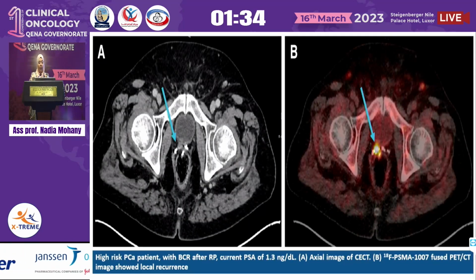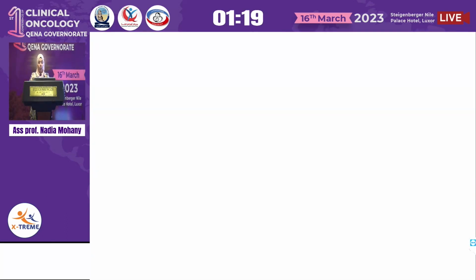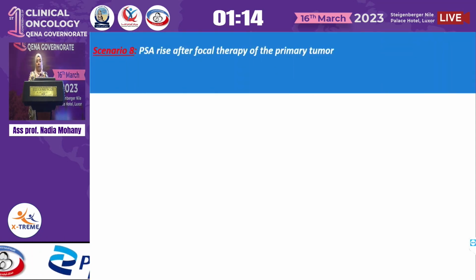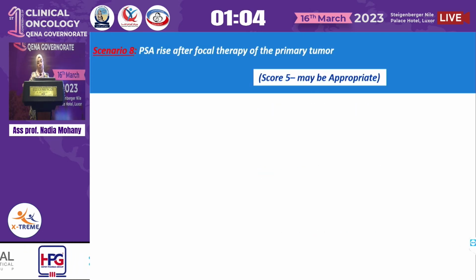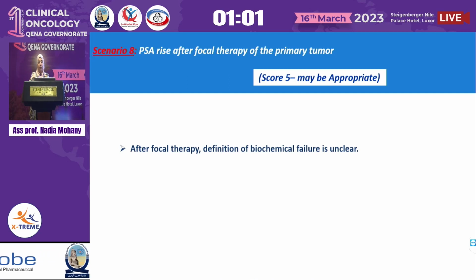This is a high-risk patient with biochemical recurrence after radical prostatectomy, with a current PSA of 1.3 nanogram per deciliter. As we can see, the PSMA fused PET-CT image shows local recurrence. It detected the site of recurrence, which is a local recurrence. Scenario number 8, the last scenario in biochemical recurrence: PSA rise after focal therapy of the primary tumor. Score 5, may be appropriate, as after focal therapy the definition of biochemical recurrence is unclear.